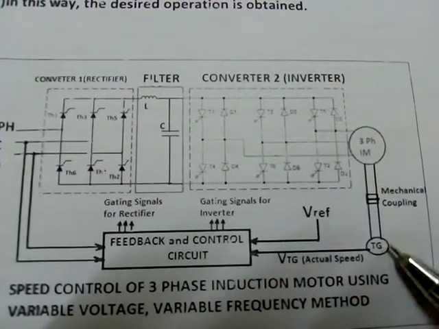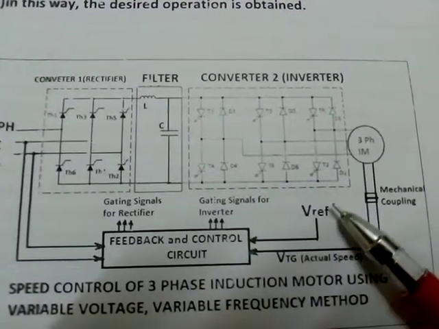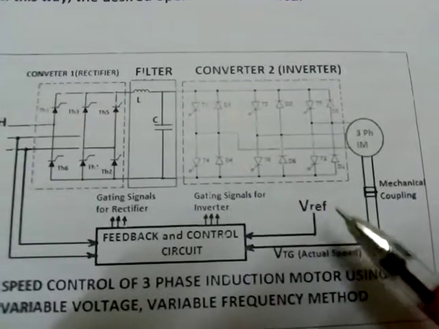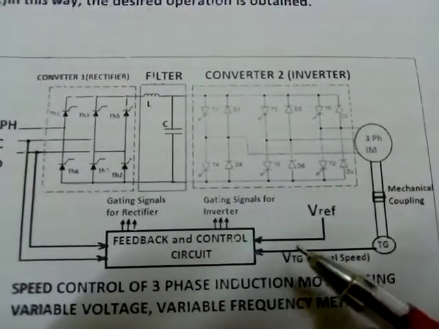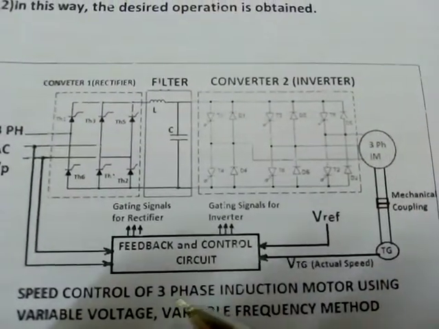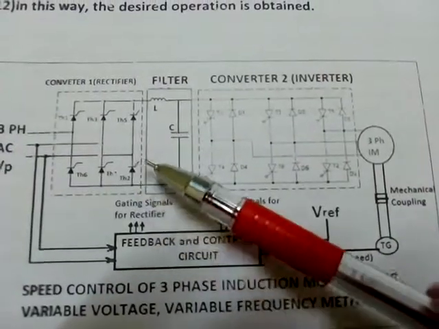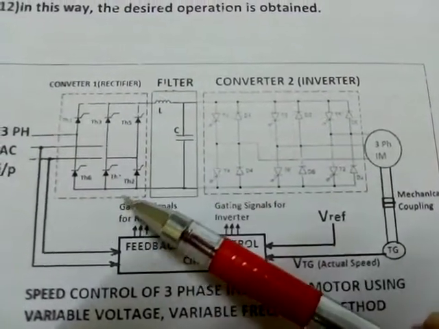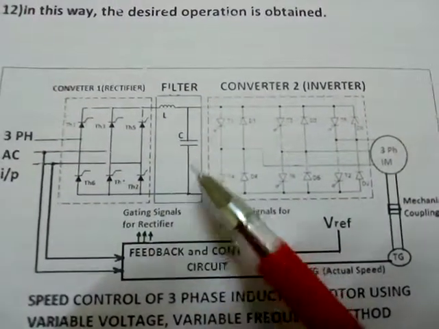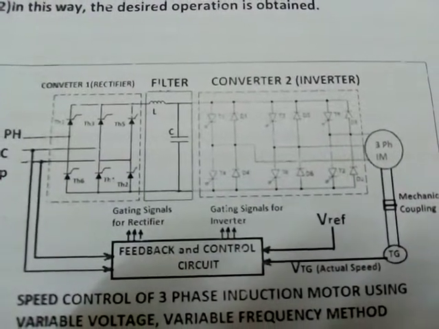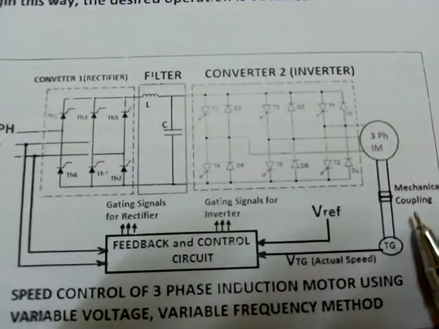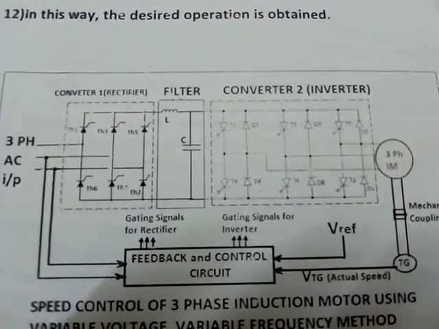If the actual speed is more than V reference, then reverse operation will take place and alpha will be more, so that DC output will become less, frequency also will become less, so speed will become lesser.